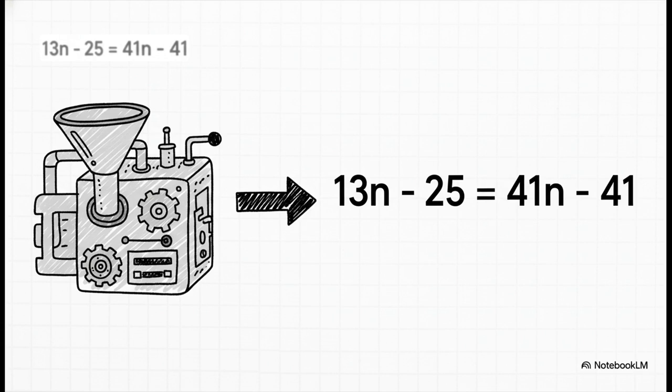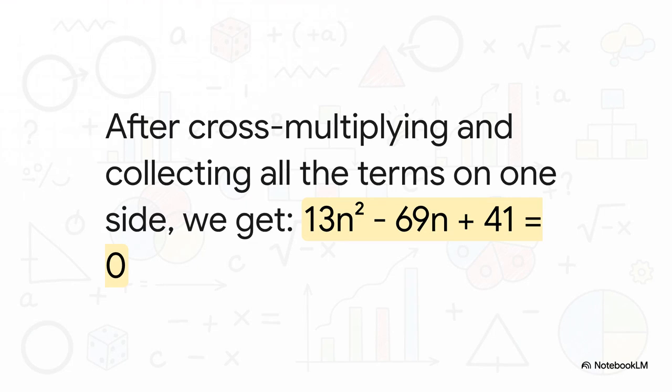You just multiply the top of the left side by the bottom of the right, and vice versa. After you expand all the brackets from that cross-multiplication and shove all the terms over to one side, boom, we land on a quadratic equation. To be honest, this is kind of what you'd expect to see in a high-level question like this one. Now, all we have to do is solve it.